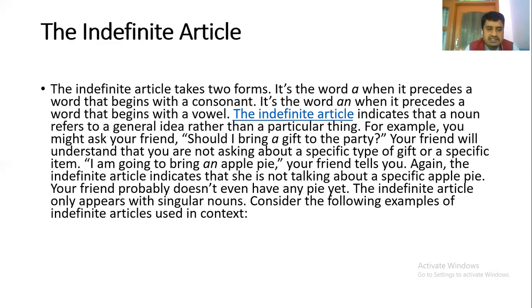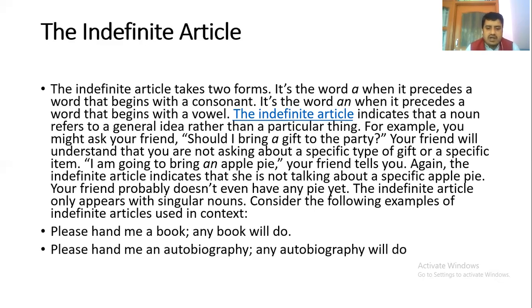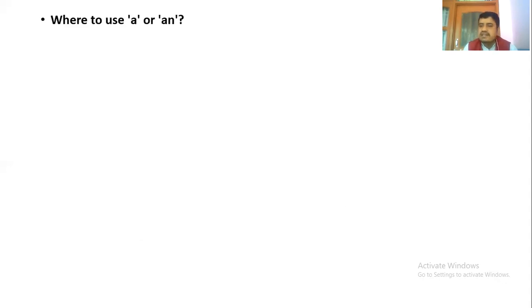The indefinite article only appears with a singular noun. Consider the following examples of indefinite articles used in context. Please hand me a book. Any book will do. Please hand me an autobiography. Any autobiography will be accepted. Okay, where to use a or an then?